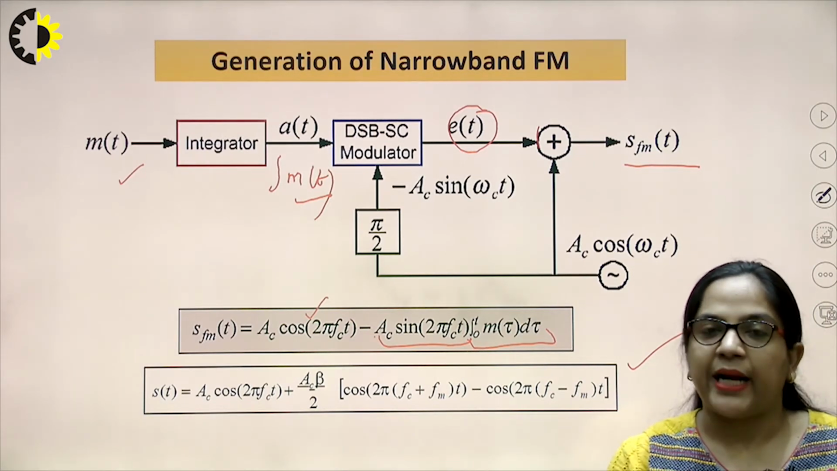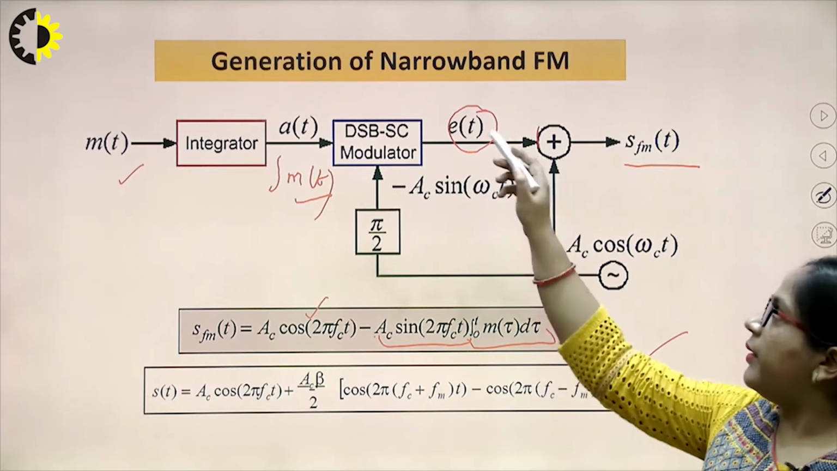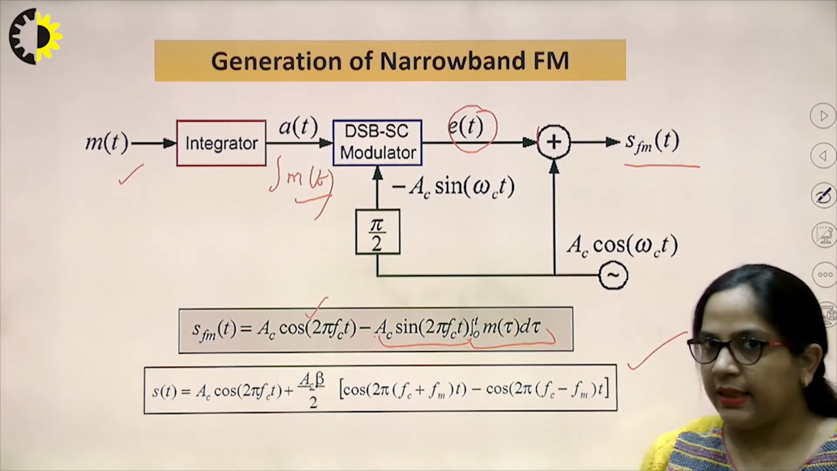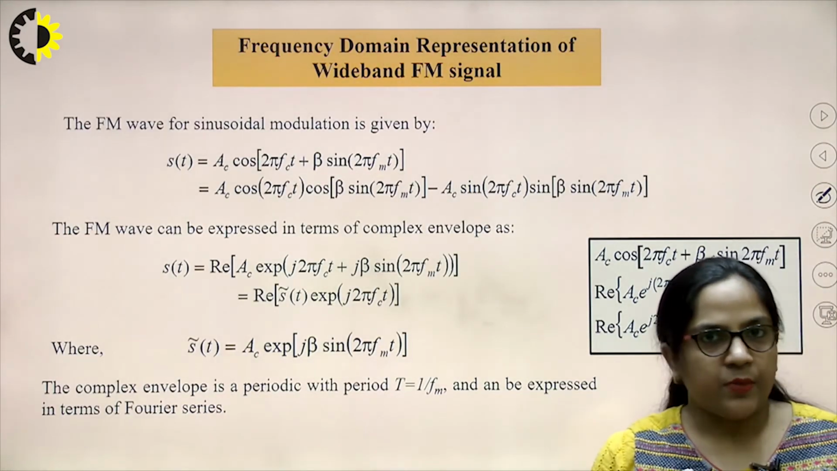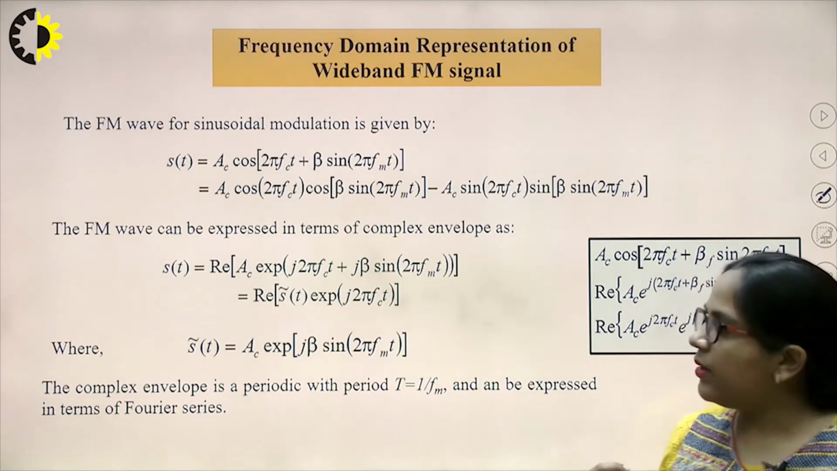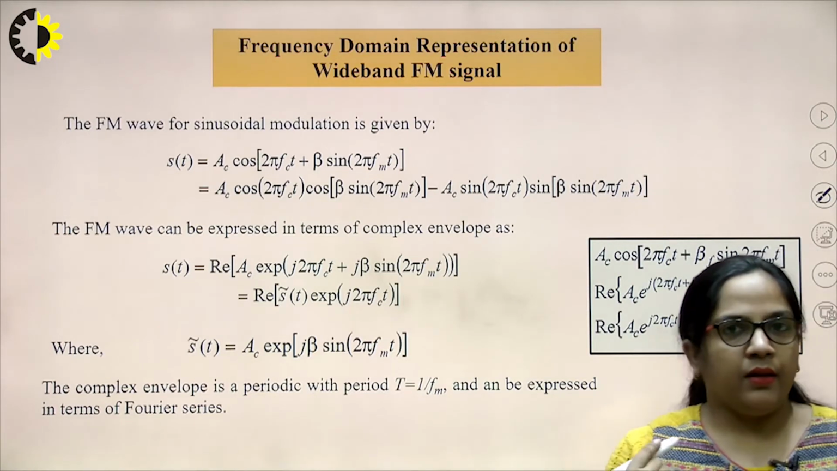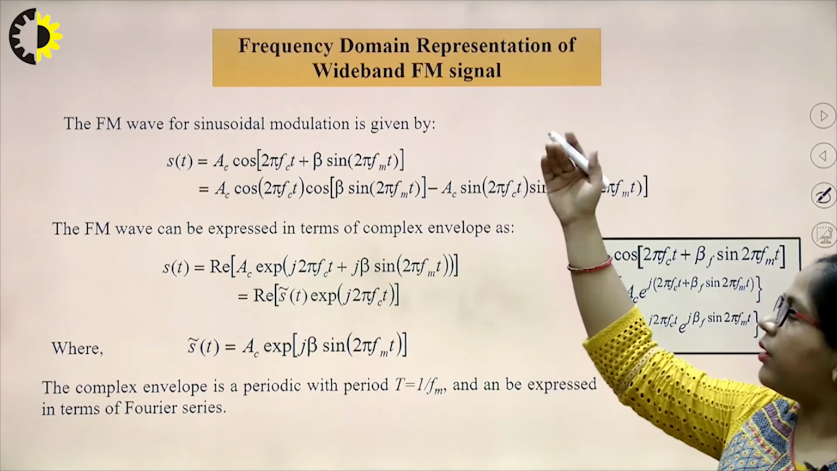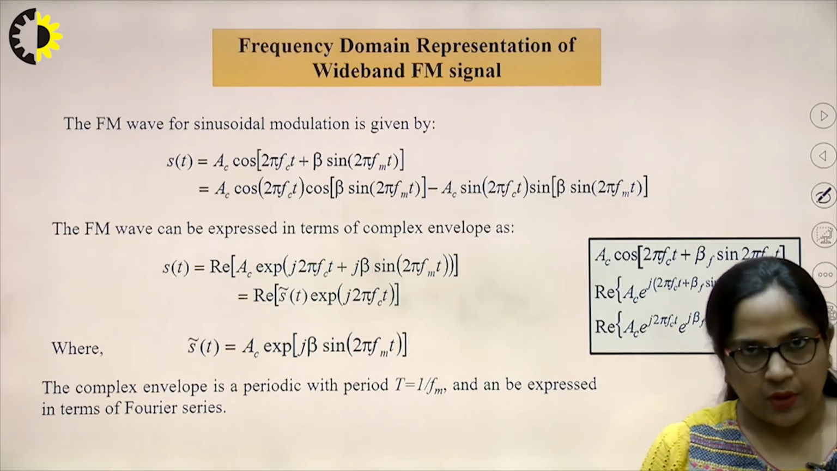But the bandwidth requirement and the power requirement for transmitting a narrowband FM signal and an amplitude modulated signal will be same. Now moving towards the next category of frequency modulated signal, that is wideband frequency modulation. First we will obtain the expression for wideband FM signal, then we will observe what benefits we are getting if we transmit our signal with the help of wideband frequency modulation.